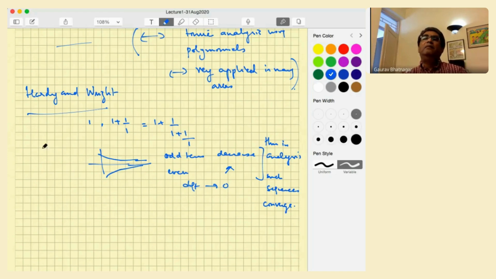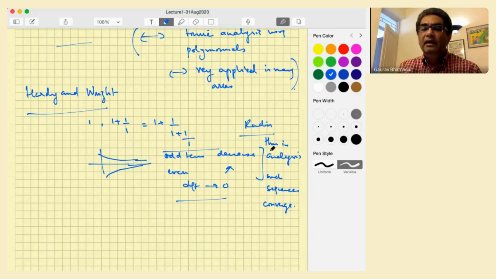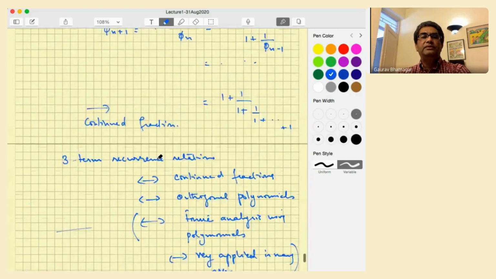This is a prototypical example of this kind of behavior of a sequence, where alternate terms go down, some terms go up, and their difference goes to 0. I mean, the classical theorem in analysis, in Rudin for example, would be to show that this kind of sequence converges. And the prototypical example is these continued fractions.